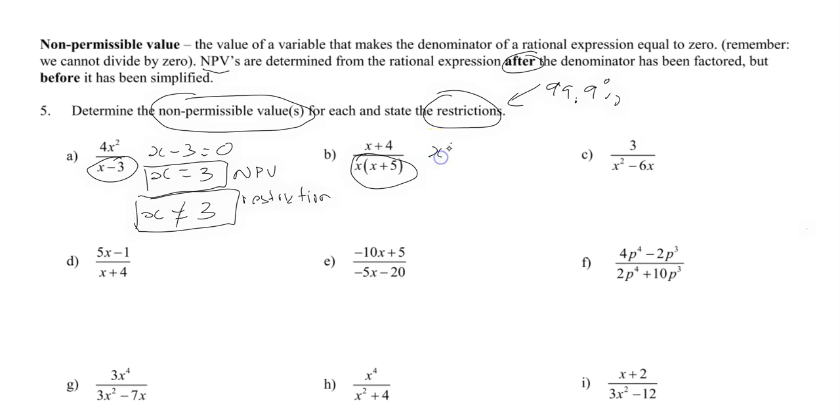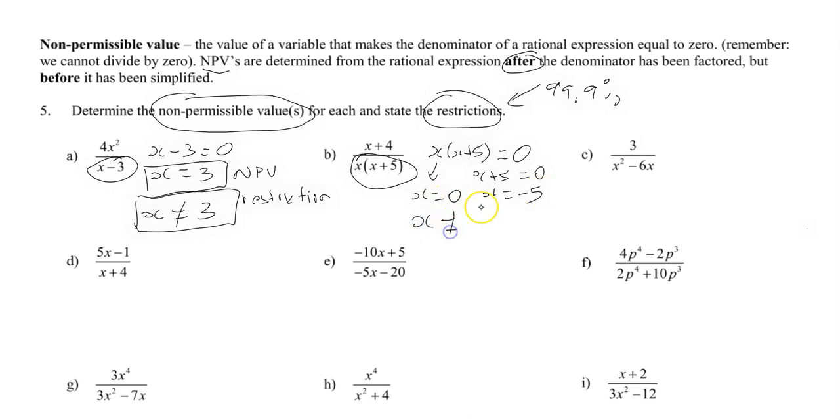So you can do it this way. You say, all right, look, I've got x times x plus 5. I want that to be equal to 0. Well, that will happen if x is equal to 0, right? You make x 0, it's going to be 0 times, and in this case, it'll be 5. But it doesn't matter. 0 times anything is 0. Or you can make x plus 5 equal to 0. And to do that, you make x equal to negative 5. So the non-permissible values would be x equals 0, x equals negative 5.